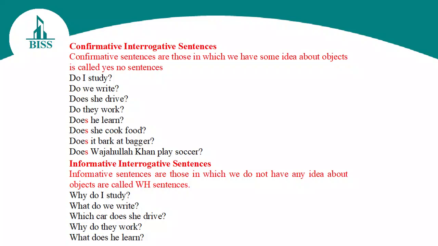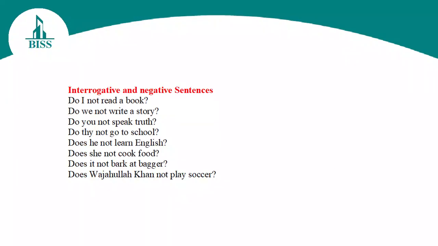Informative interrogative sentences. Informative sentences are those in which we do not have any idea about objects, and are called WH sentences. Why do I study? What do we write? Which car does she drive? Why do they work? What does he learn?